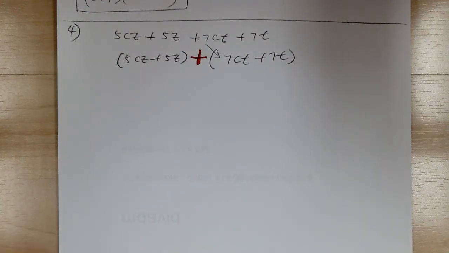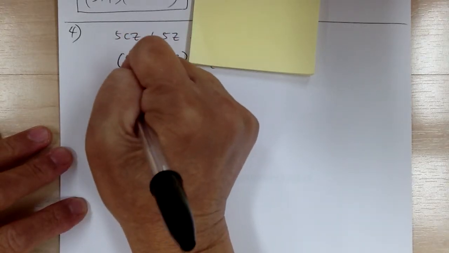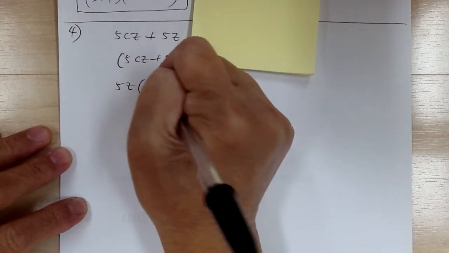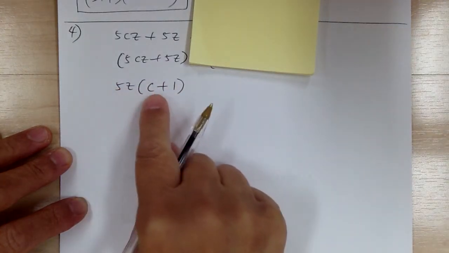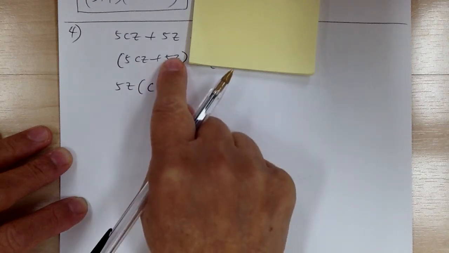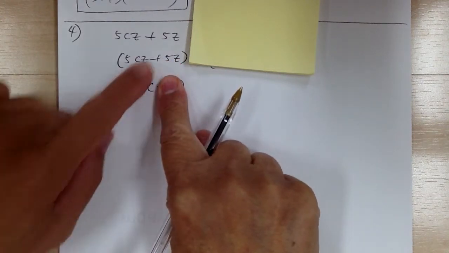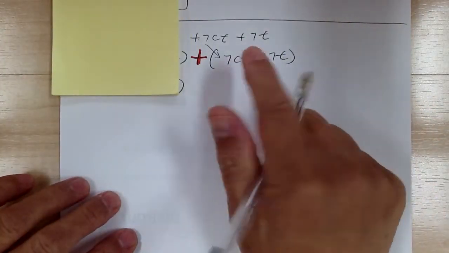Okay. So let's go and do the first half. So you can factor out the 5Z. So you get C plus 1. Again, when you factor, everything is 1. You can check, right? 5Z times C will give you 5CZ. 5Z times 1 gives you 5Z. If you don't have 1, then you're not going to be able to get this back. Okay, over here, you can factor out the 7T.